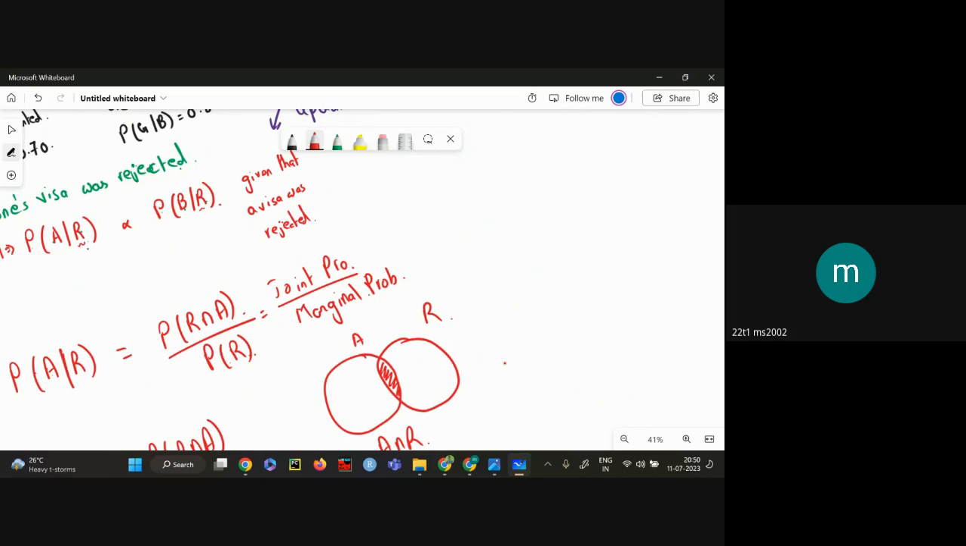Now tell me, what is P of R intersection A? 0.3. How? I want the formula. Now tell me what you told. That is why I said I'll go step by step.